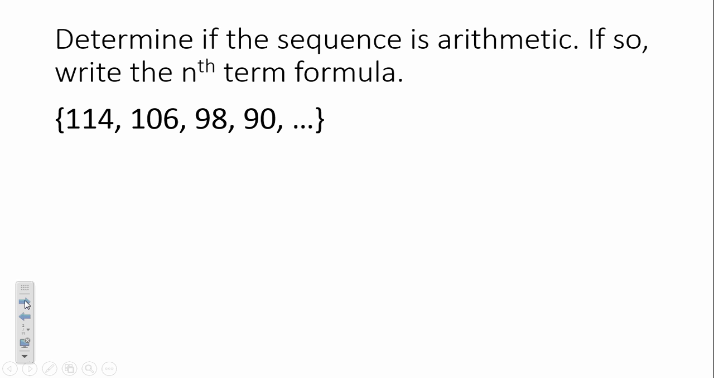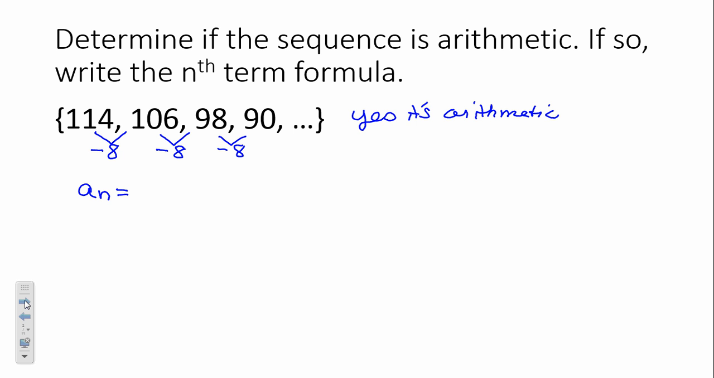Yes. Why is it arithmetic? Because the difference between these two is -8, right? Common difference is -8. Okay? So if we wanted to write the nth term for this, the explicit sequence, what would we do?